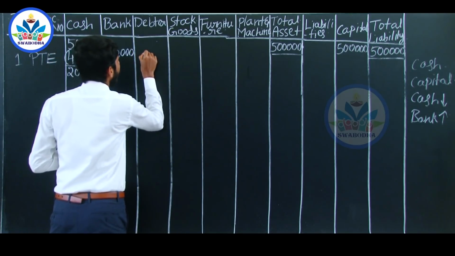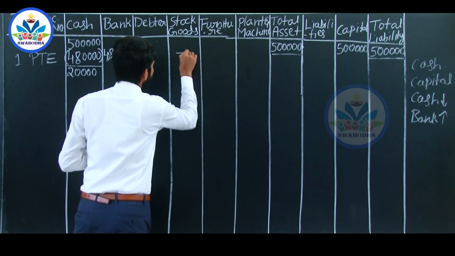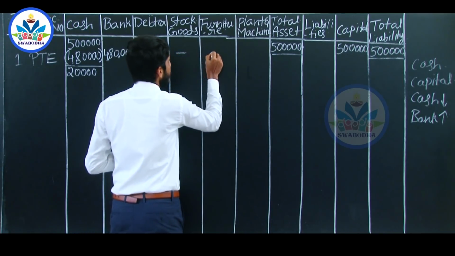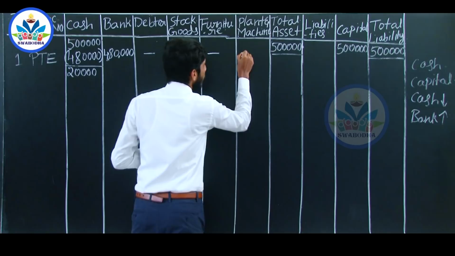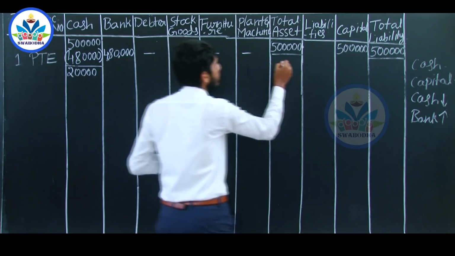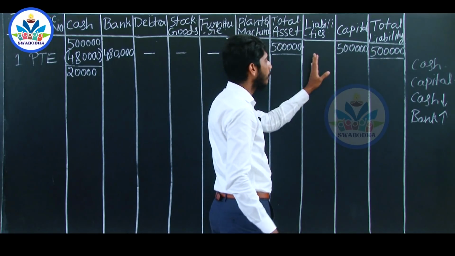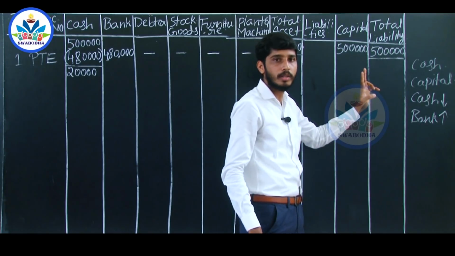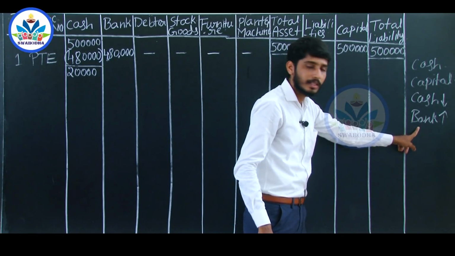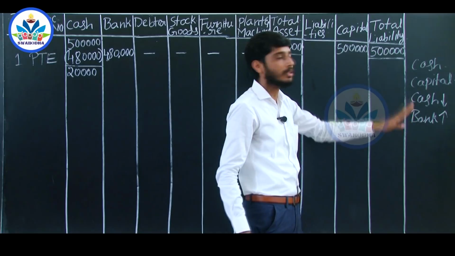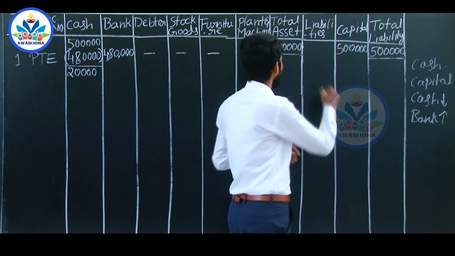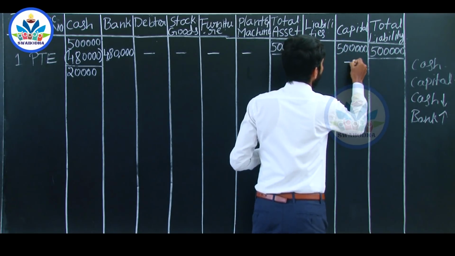There is no value of debtors, stock or goods being involved in the transaction, no furniture, no plant and machinery, and there is no change on the liability side, because the accounts involved are cash and bank. It will not have any effect on the liability side. So, it will remain same.